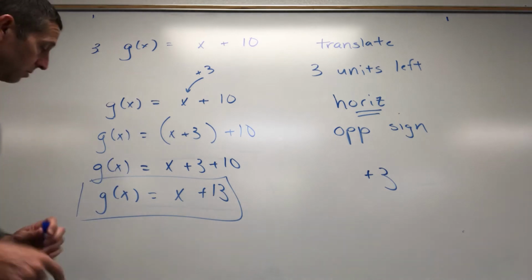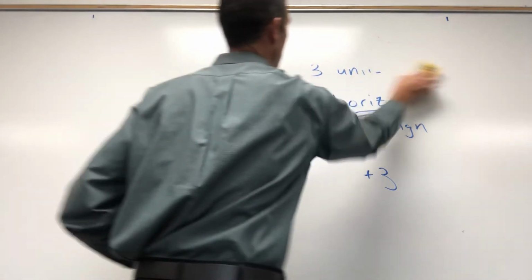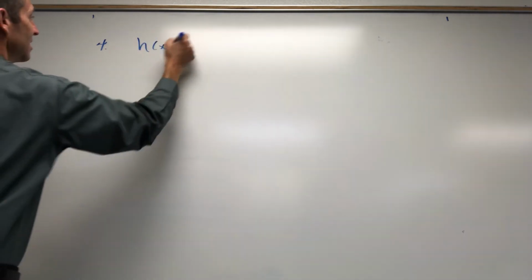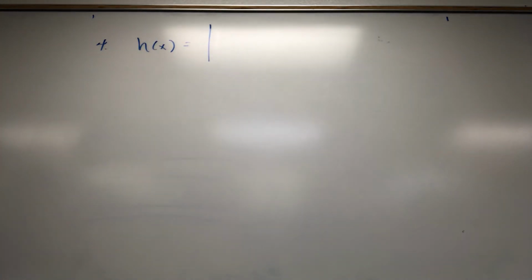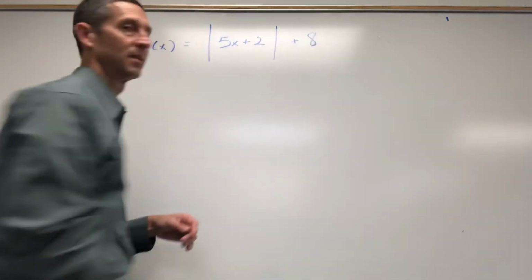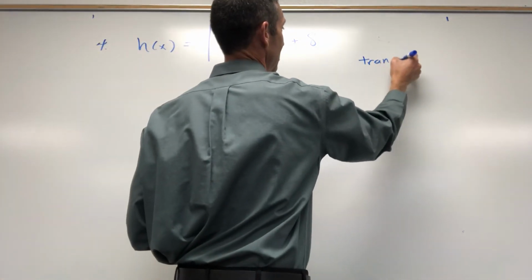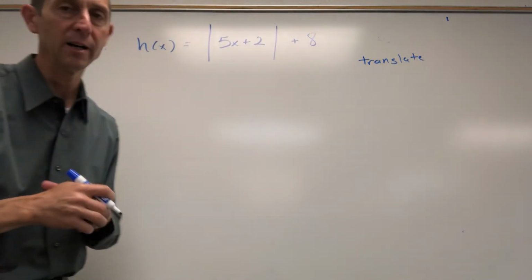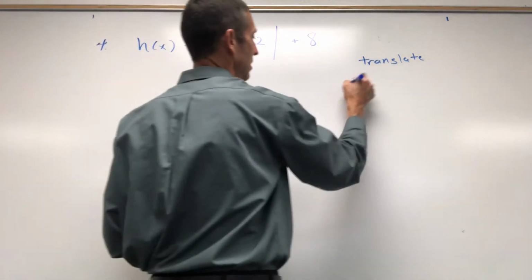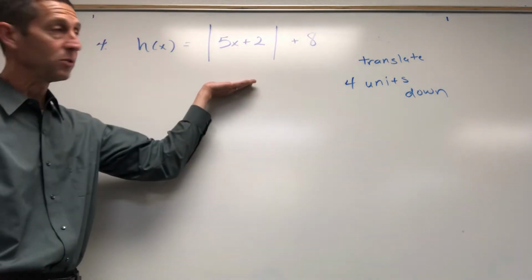All right, let's do one more. Let's do an absolute value graph. We haven't done one of those. So get those absolute value bars. Let's do something huge. How about |5x plus 2| plus 8? So we've got this absolute value graph. Let's get some directions. We've gone up, we've gone left, right. Let's do an up, down one again. How about 4 units down? They give you the equation to start with.